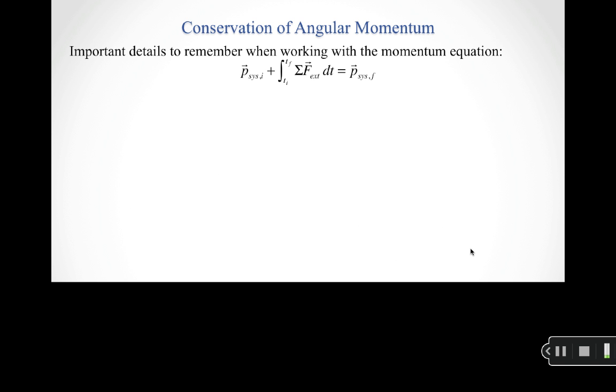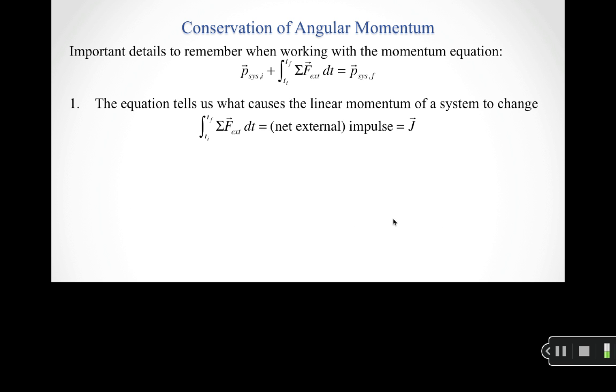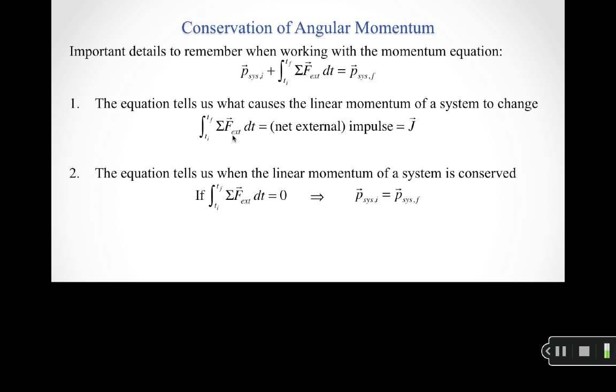So some important details that this equation was trying to convey. Well, the first was, again, it explicitly tells us what causes the linear momentum of each system to change. It's this integral term. And this integral term, basically, we gave it a name. We said this is equal to what we're going to call the impulse. So this was J. And again, this is really the net external impulse, or the impulse due to the net external force acting on your system. Well, what about when J was 0? So, of course, if the impulse on our system was 0, what that means is that the linear momentum of our system has to be conserved.